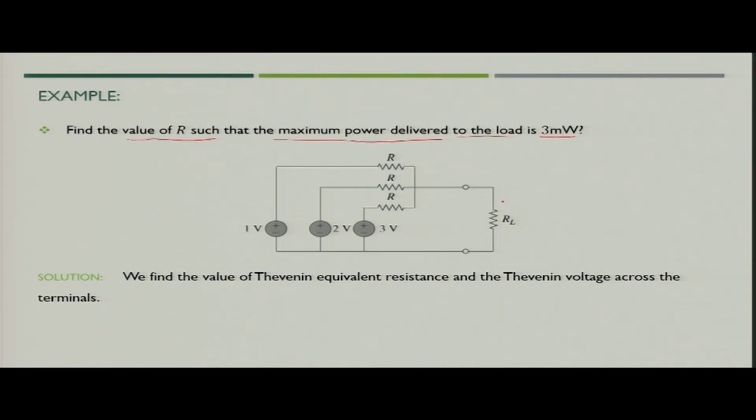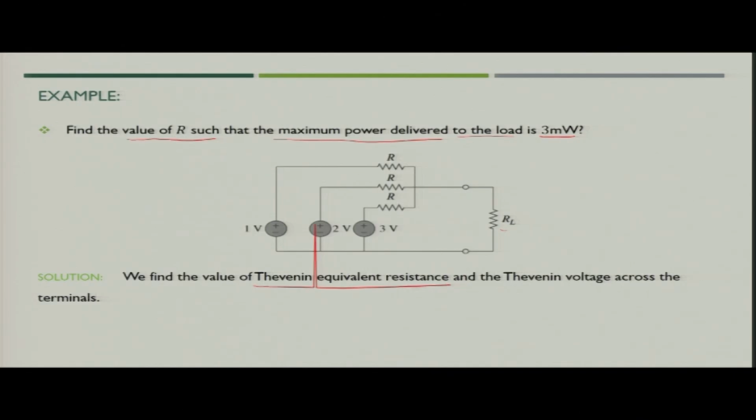Now, we are not asking for the load RL, we are asking for the value of the unknown resistance R, so that the maximum power being delivered to the load is 3 milliwatt. So, what we have to do? We have to first find the Thevenin equivalent.